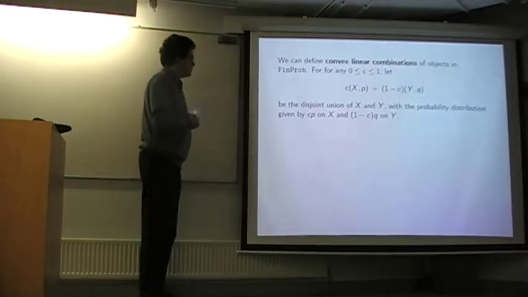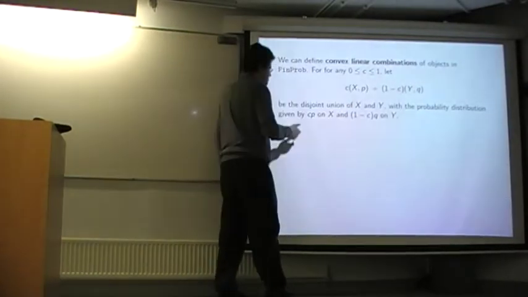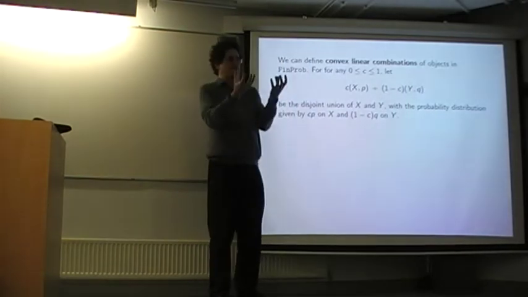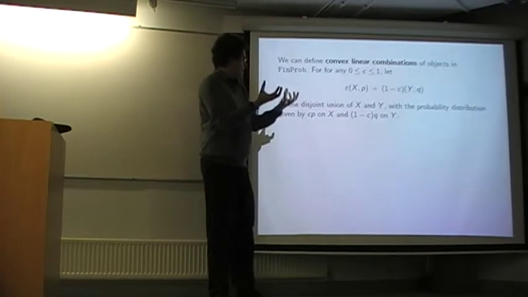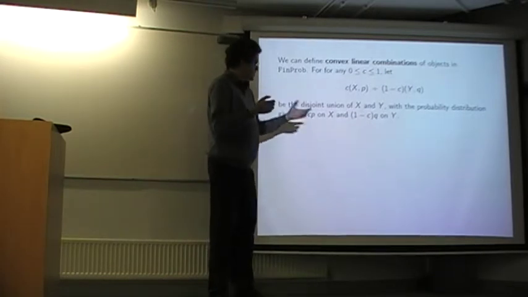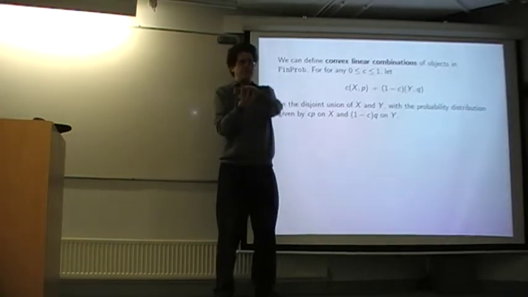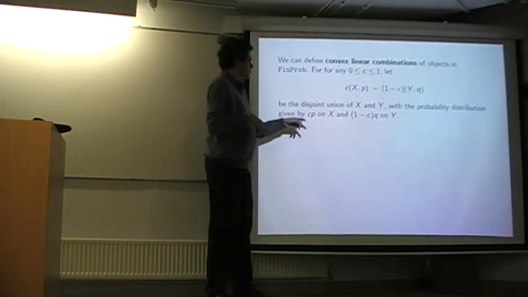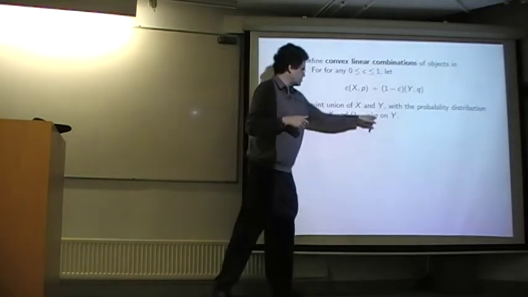And so how do we do that? Well, I need to get a new finite set with a probability measure on it. And so for the finite set, I'll just take the disjoint union of those two sets, X and Y, and then I need to put a probability measure on it, and I'll just take c times the probability measure that's on X, and 1 minus c times the probability measure that's on Y. That will, again, be a probability measure because we know that all these numbers in P add up to 1, and all these numbers in Q add up to 1.